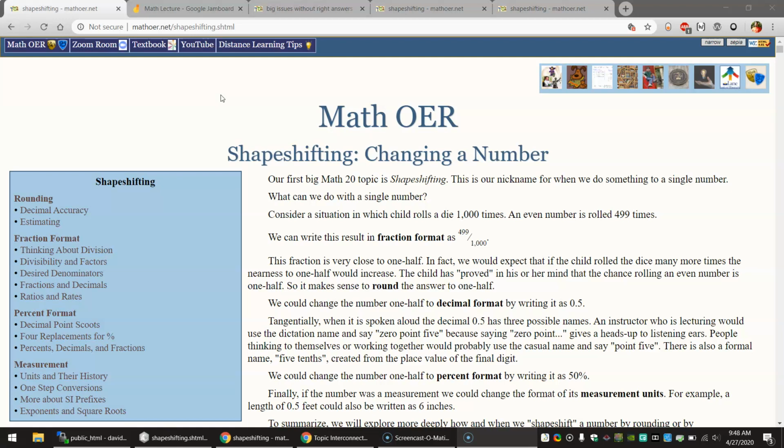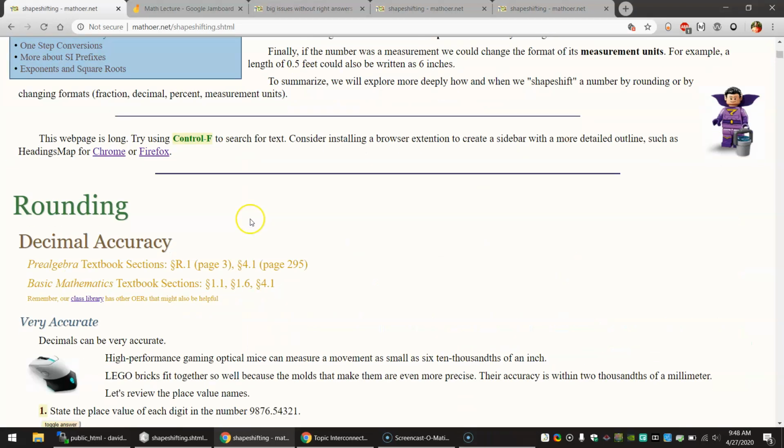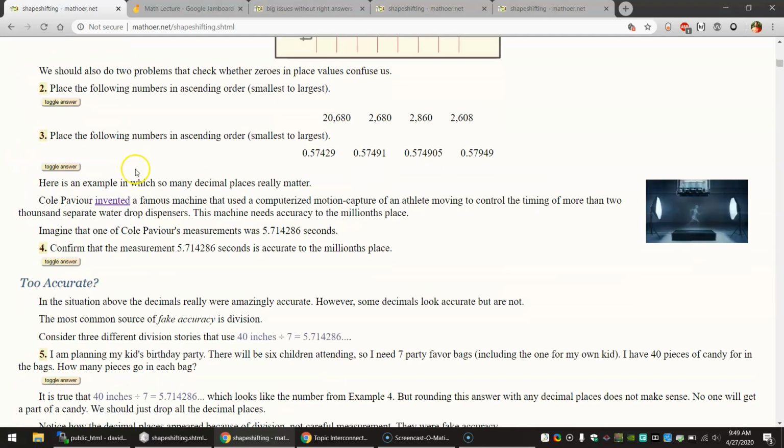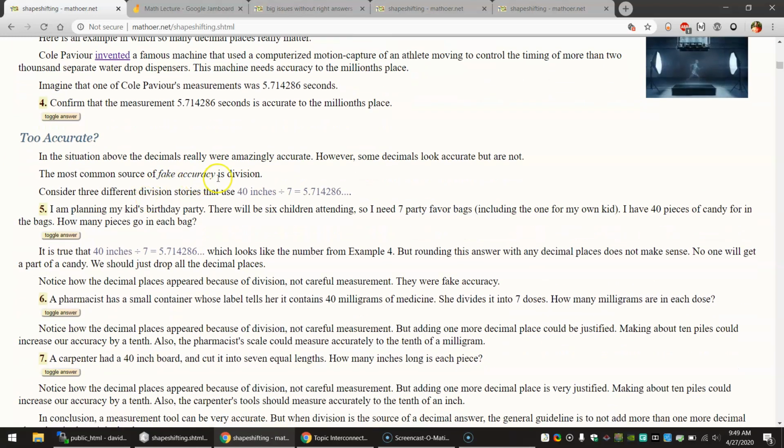In any case, we start by talking about rounding, and there were two subtopics: decimal accuracy and estimating. Why do we care? For decimal accuracy, we started by noting that some decimals are indeed very accurate. But then we talked more about when there is fake accuracy. Things are too accurate when we do the problem.